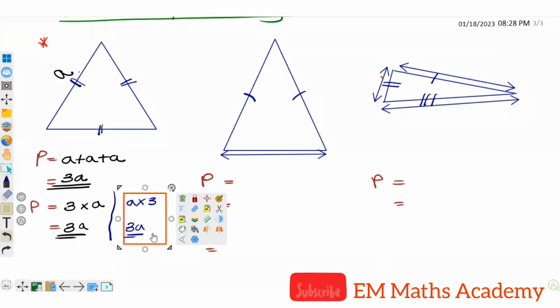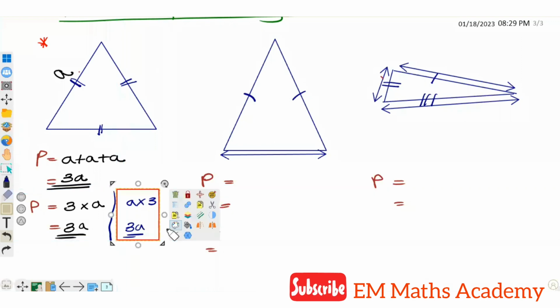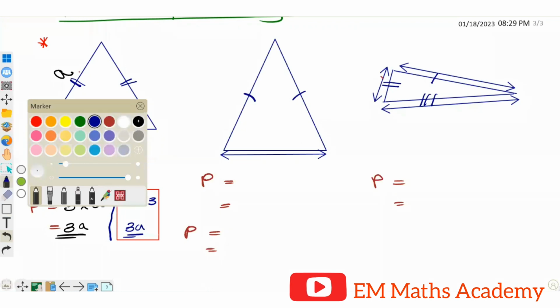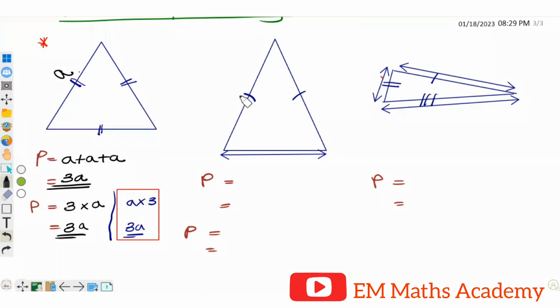Remember that, okay? This is where you get confused a lot. Okay, let's move to the next one. You are given the length of the side as here it is x. Then you know this is x. Here it is y. So what we do? We have to add 2x plus y. That means 2x plus y.